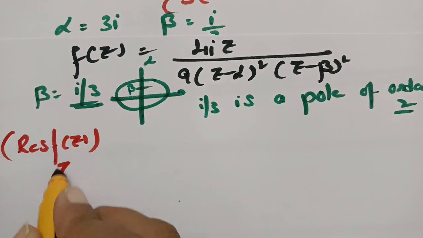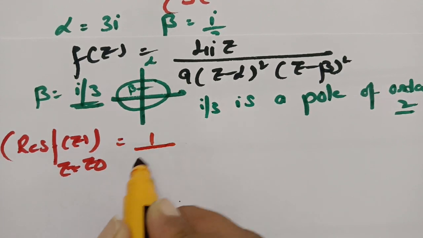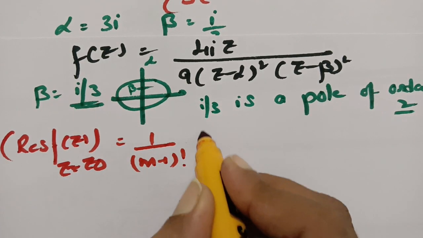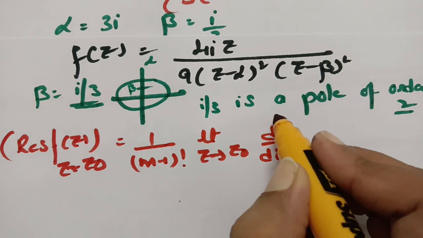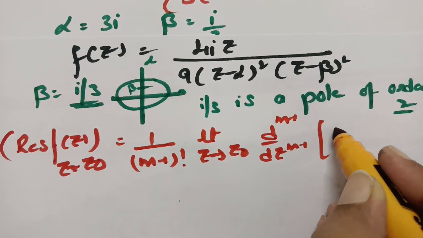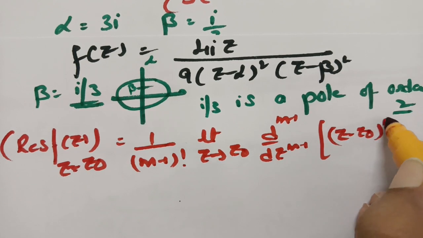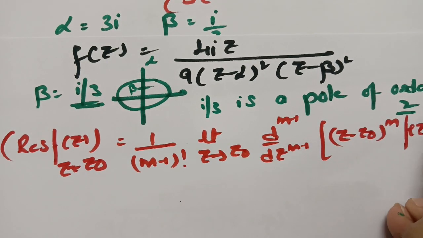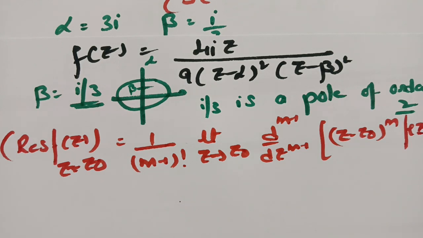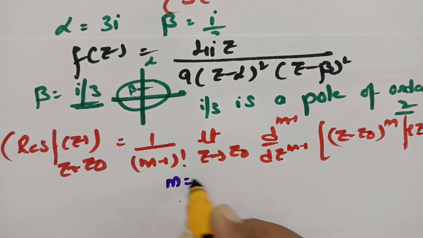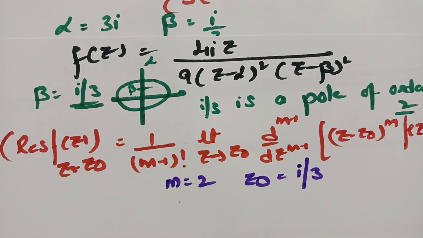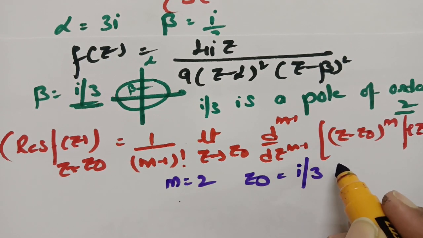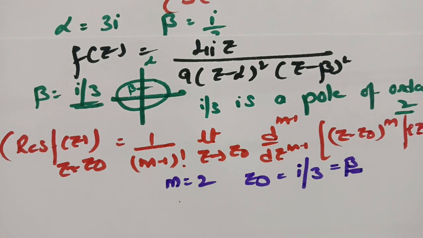The formula here is the residue of f of z at z is equal to z naught, which is 1 by (m minus 1) factorial into limit z tends to z naught, d by dz power (m minus 1), into (z minus z naught) power m into f of z. This is the actual formula, where m is the order value, so we keep 2 here, and z naught is the pole value, so we keep i by 3, or beta. So beta is the interior pole.